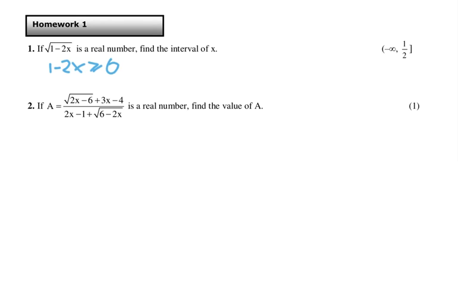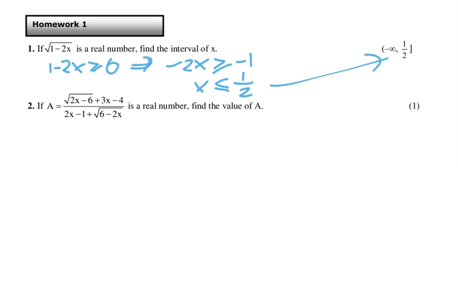So if we simplify this, if we go along here to the right, we can see minus 2x must be bigger than or equal to minus 1, just subtracting 1 from both sides. Now when we divide by negative 2, we must remember to reverse the direction of the inequality. So x is less than a half, and we can write it in interval form like this.